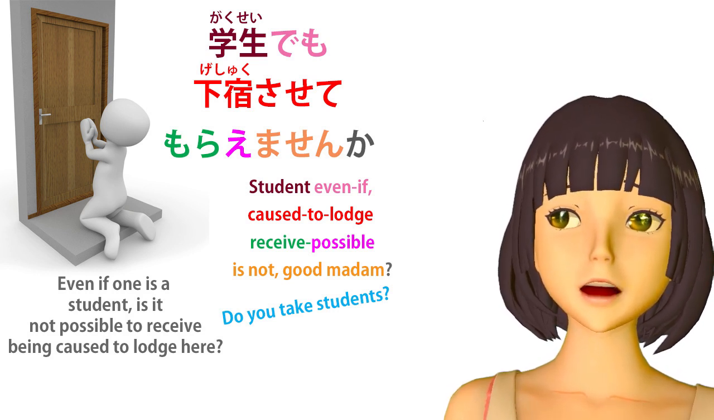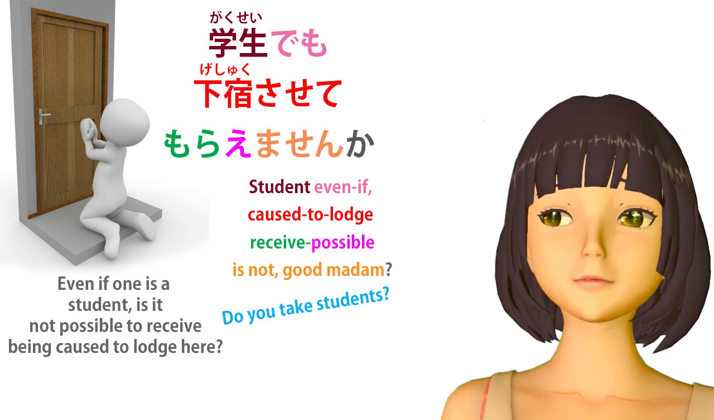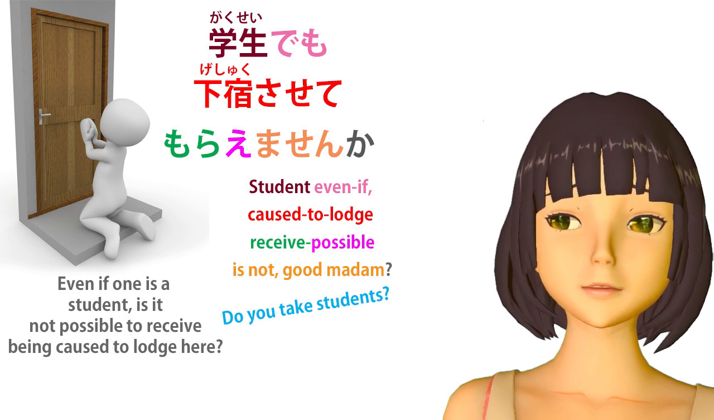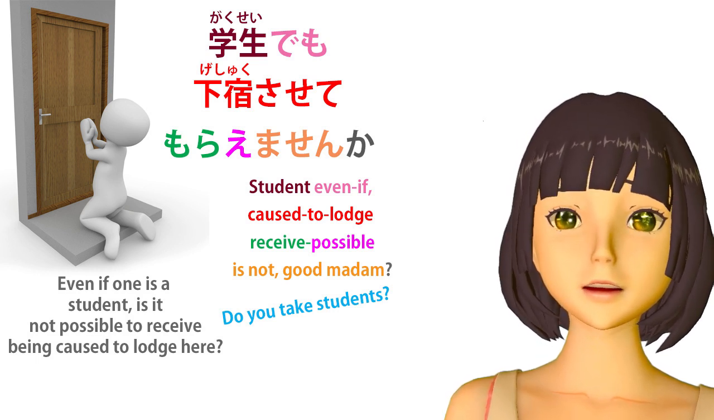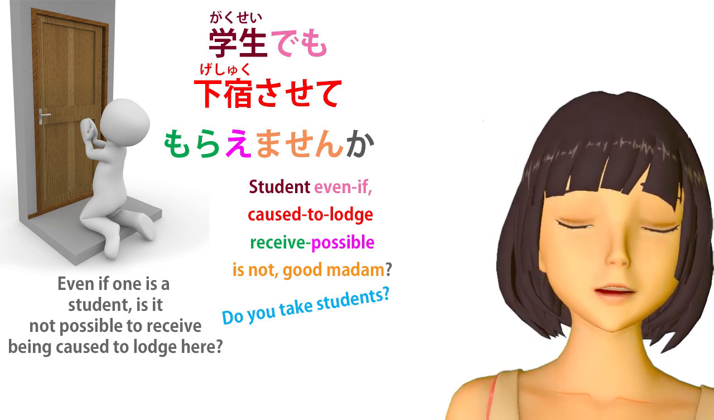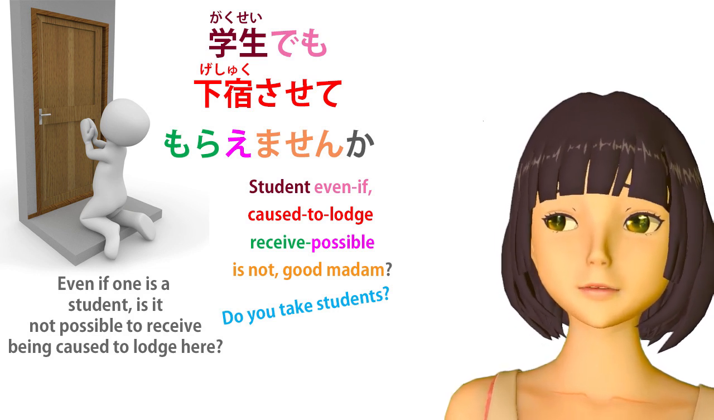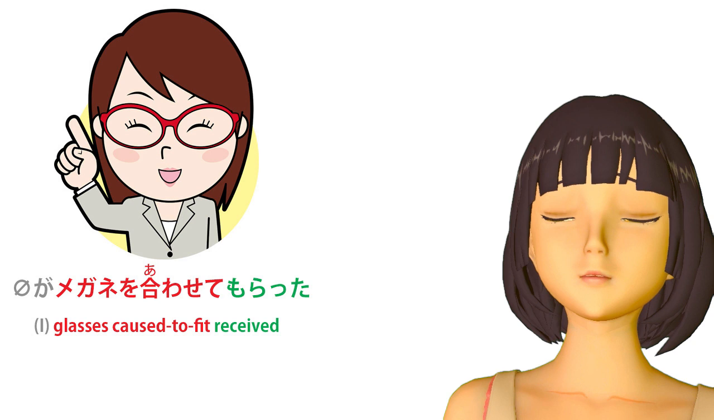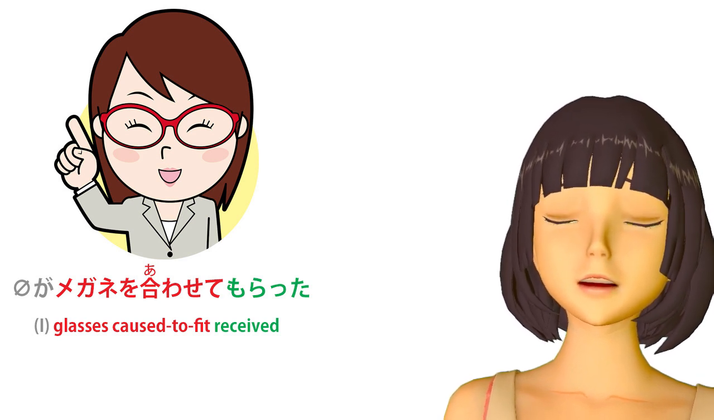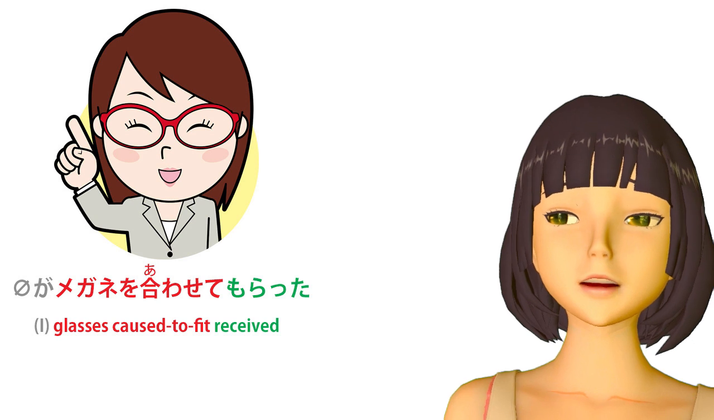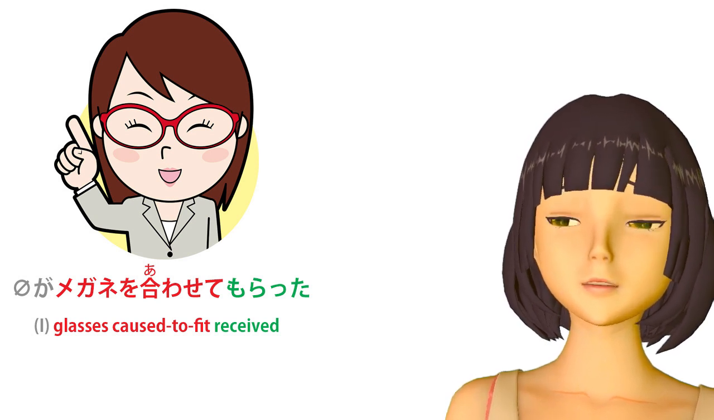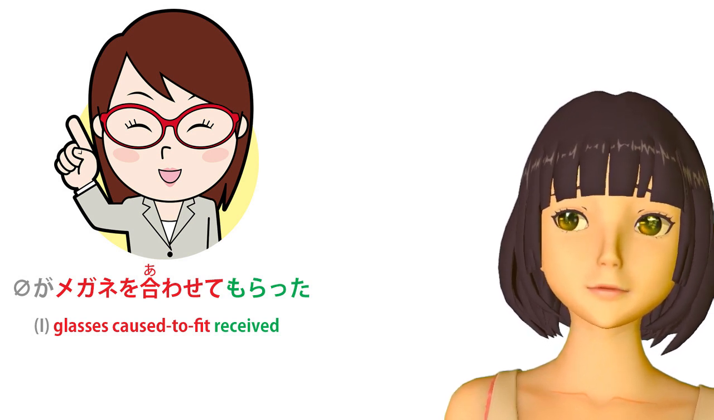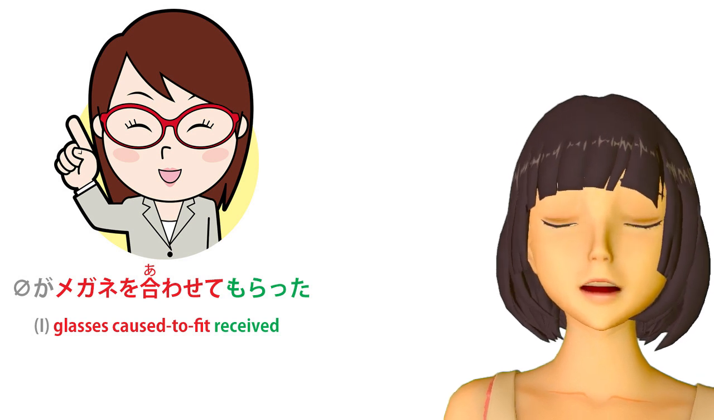That's just what we would say in English. In Japanese we're saying, even if one is a student, is it not possible to receive being caused to lodge here? And it doesn't necessarily have to be oneself that's being caused to do something in these sentences. For example, if we say, Megane o awasete moratta, this gets translated as, I was fitted for glasses. But what it literally means is to receive the glasses being caused to fit. So it's the glasses that are being caused.